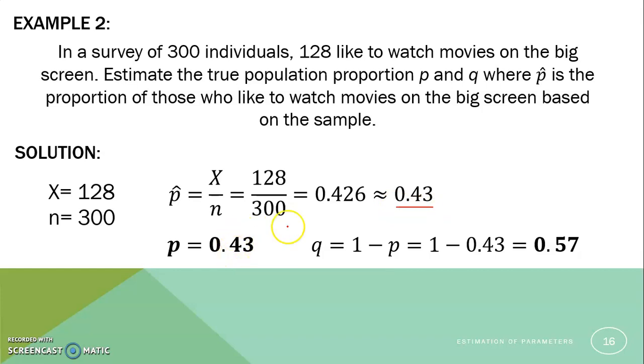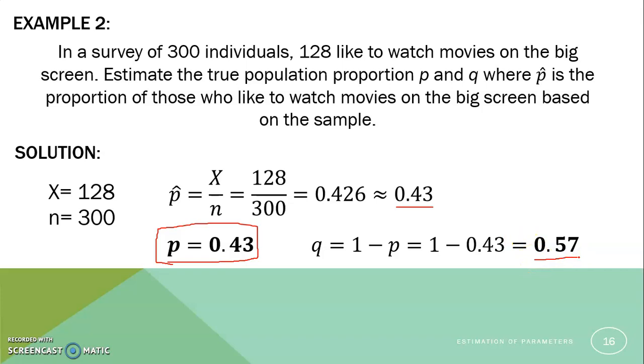Since we are going to estimate the true population proportion, based on our property, the estimate of the true population proportion P is the P hat. So our value of P stays the same. That's why it's still 43 hundredths. To obtain Q, just simply subtract the value of P from 1. So we have our Q, 57 hundredths.